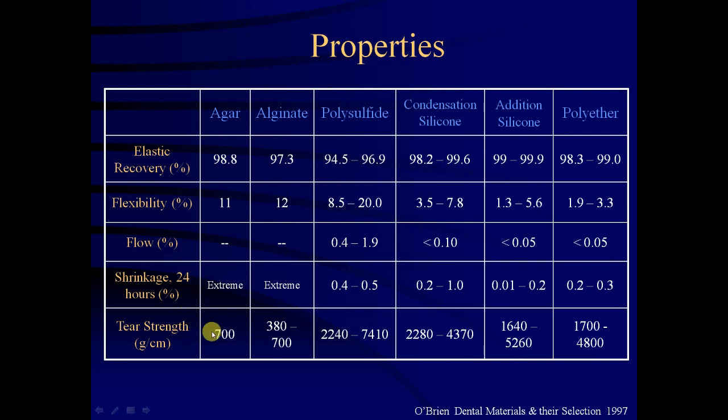TS strength 700 gram centimeter of agar, alginate contribute to 380 to 700, polysulfide 2240 to 7410. Condensation silicon have the TS strength of 2280 to 4370. Addition silicons constitute 1640 to 5260, and polyether constitute the TS strength of 1700 to 4800.